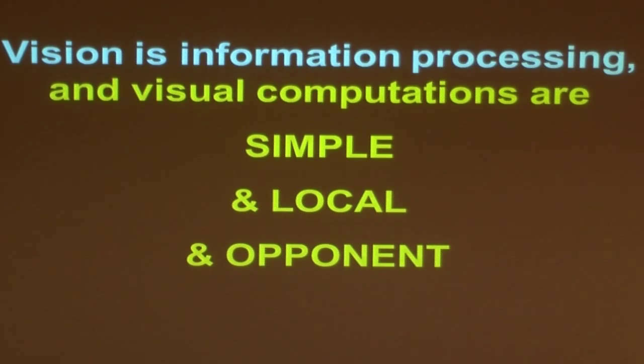Local, they're neurons, they're little cells. And they're often opponent because neurons can either excite each other or inhibit each other. And they often inhibit each other.